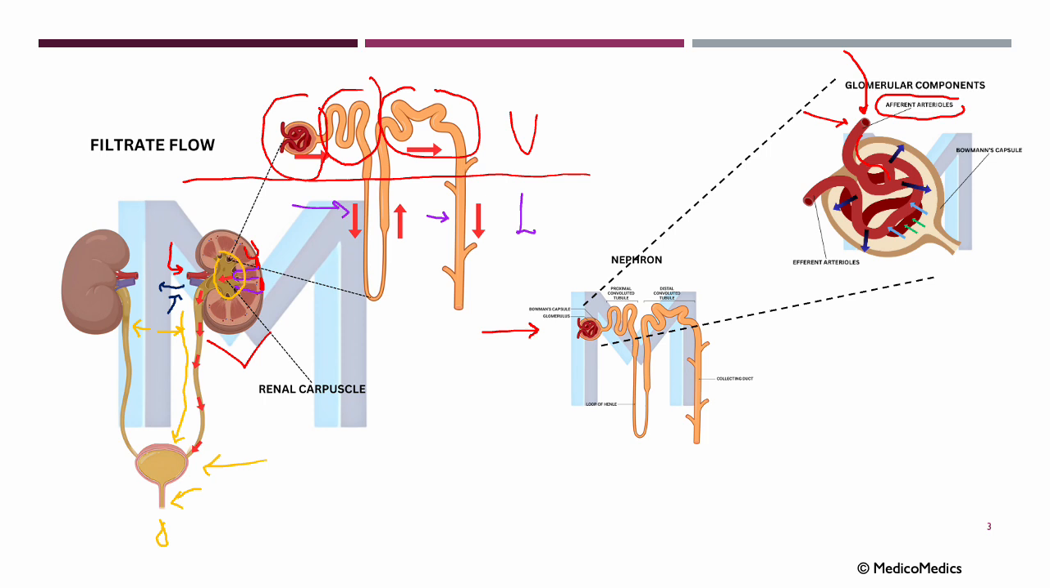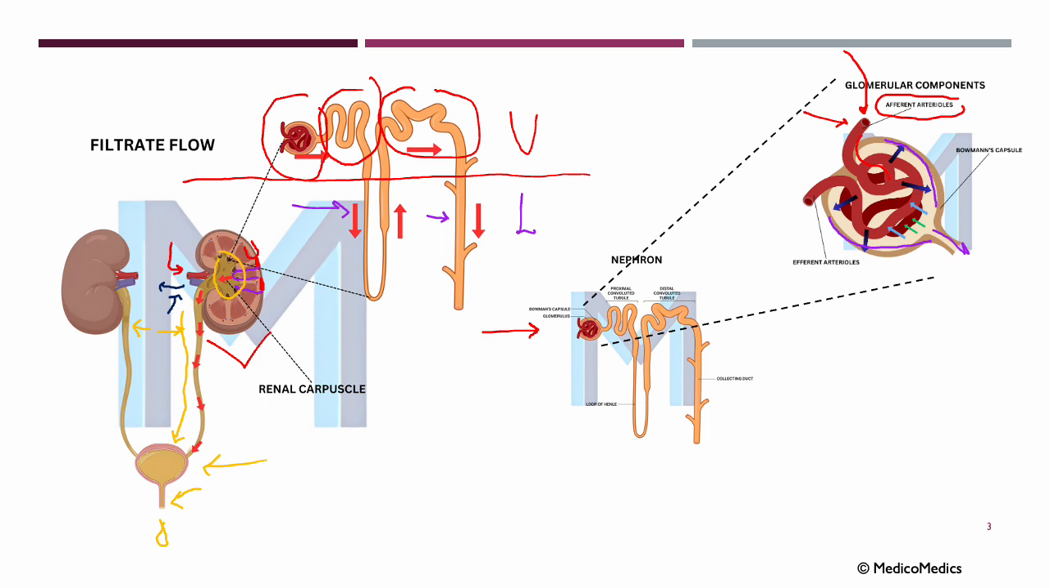And now in the glomerulus, blood is then filtered into Bowman's capsule, initiating the formation of filtrate. And you can see Bowman's capsule illustrated here. Now then, this filtrate then travels through the nephron. So the proximal convoluted tubule, the loop of Henle, the distal convoluted tubule, and collecting duct.